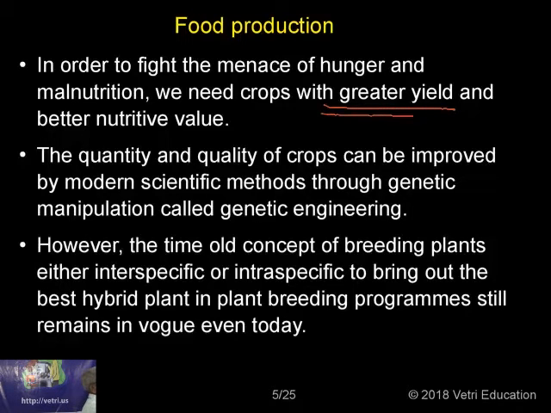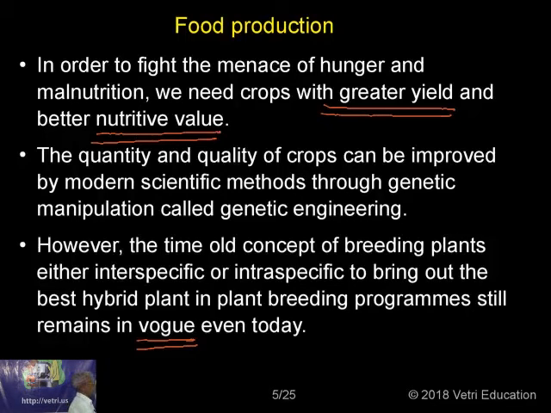So we have to find out the mechanism to produce a greater yield, and that should also have a nutritive value. And as I was telling you, by genetic engineering methods, you can produce better crops and at the same time you have to minimize the wastage. However, the time-old concept of breeding plants, either interspecific or intraspecific, to bring out the best hybrid plant in plant breeding programs still remains vague even today. See, what is this?